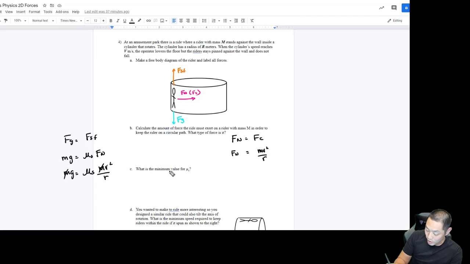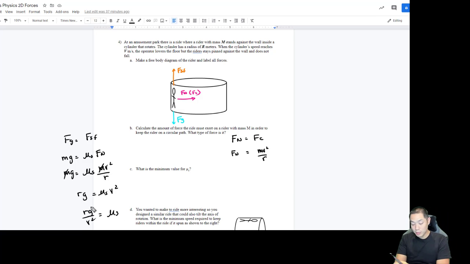And then we want to solve for mu in this case because that's what we want to do. So rg equals mu s v squared. I'm going to move the v squared. So rg divided by v squared equals mu. So if you want to find the lowest mu possible, then you just plug everything in and then you'll be good.